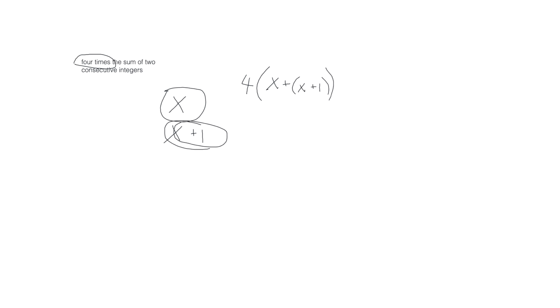So I'll rewrite what's in the brackets. x plus x plus 1. x plus x is 2 x's, plus 1. And then 4 times that would be 4 times 2x plus 4 times 1. So it doesn't tell you what the numbers are, but that's the formula for 4 times the sum of 2 consecutive integers.